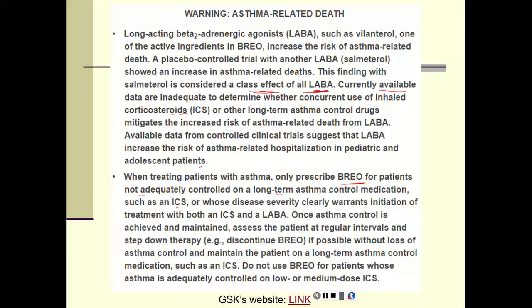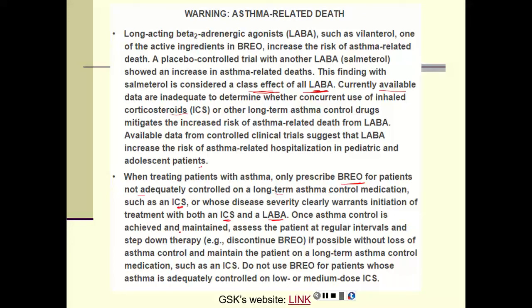medication such as ICS, or inhaled corticosteroid, or whose disease severity clearly warrants initiation of treatment with both an inhaled corticosteroid and a long-acting beta agonist. In other words, you better be able to justify the use of these two together, and it needs to be an apparent and important use.